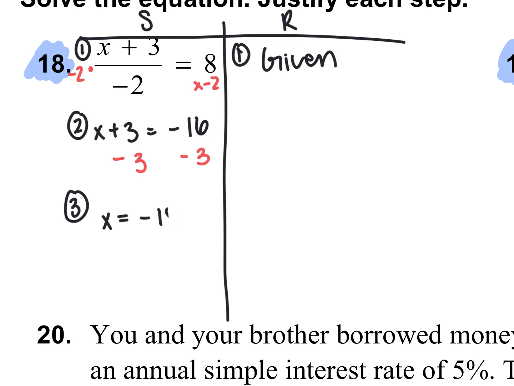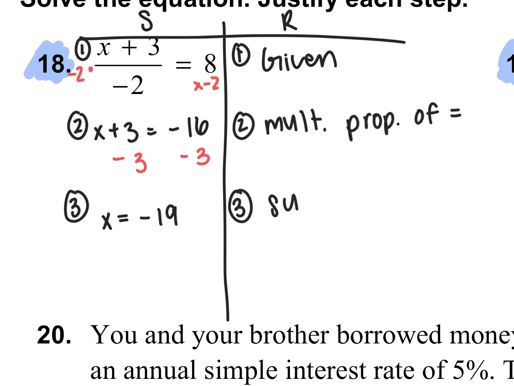Why doesn't this thing erase? All right, so given is my first one. What's my second one? Good, multiplication property of equality. And what's my third one? Subtraction property of equality.